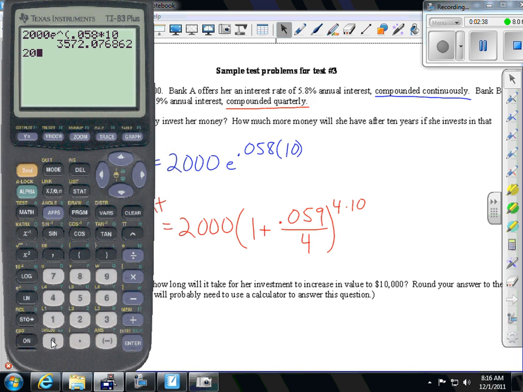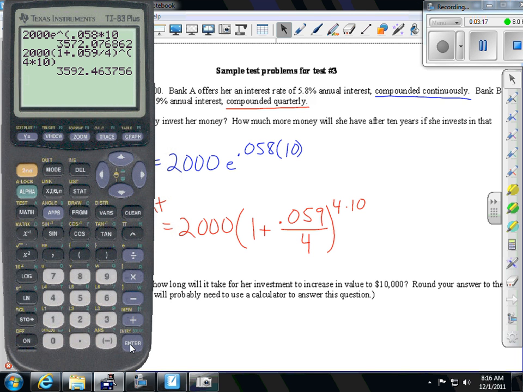Using the red formula, 2,000 times 1 plus 0.059 divided by 4, close parentheses, to the 4 times 10. And it's really easy to make the mistake that I just made, even though when you write 4 times 10 on the paper, you don't need parentheses because we have a way to write that as a power superscript. The calculator doesn't know that, so we need to put parentheses here to tell it that it's a power. The whole 4 times 10 is a power. And in this case, the money has grown to a little bit more, 3,592.